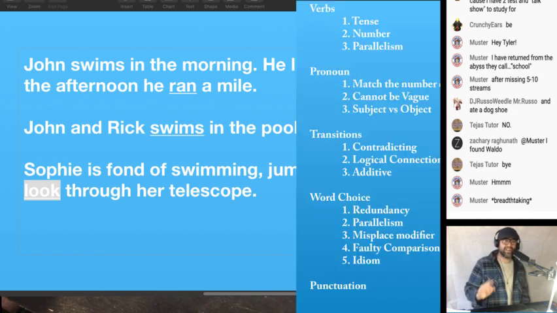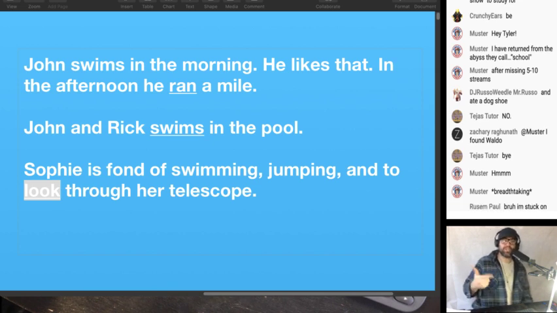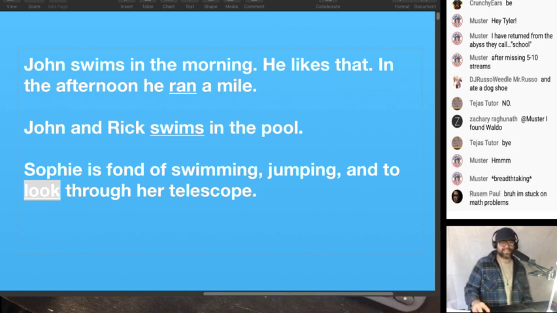All right, so this is it for verbs. Verb tense, it's going to be one of these things. The tense is going to be wrong, the number is going to be wrong, or the parallelism is going to be wrong. What does that mean about parallelism? Parallelism, swimming, jumping, and to look. No, no, no, no, no. It should be swimming, jumping, and looking through her telescope. That's the kind of the vibe that we need to be on.